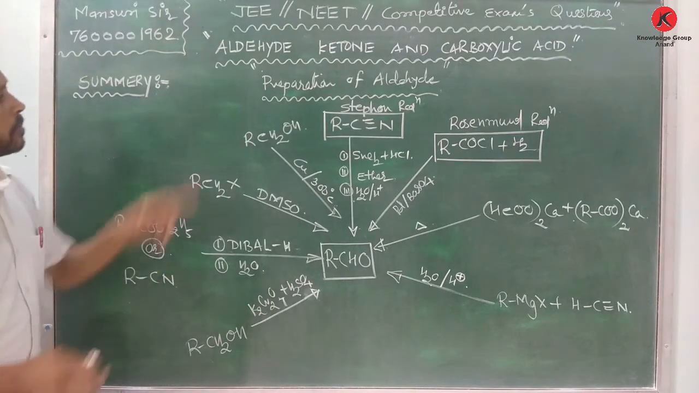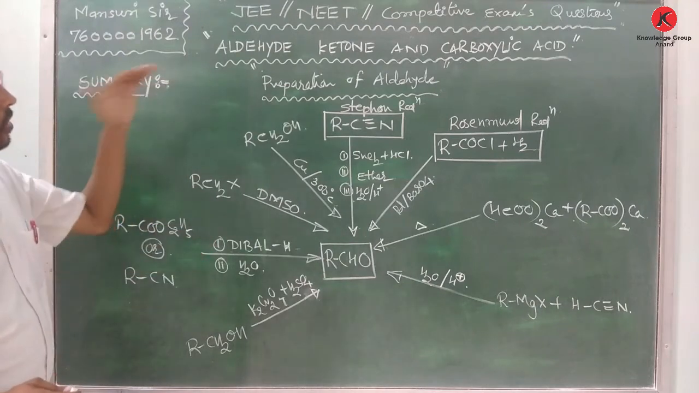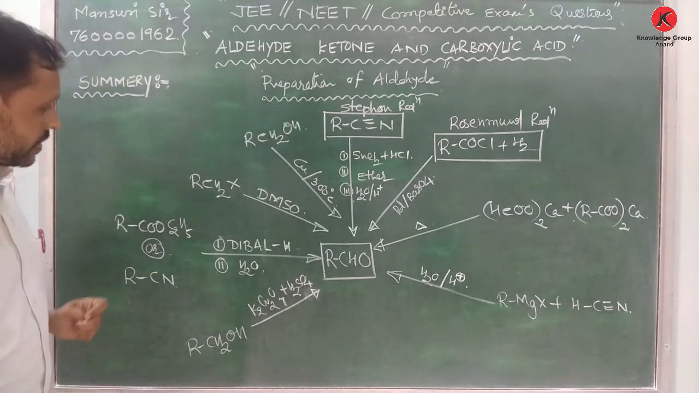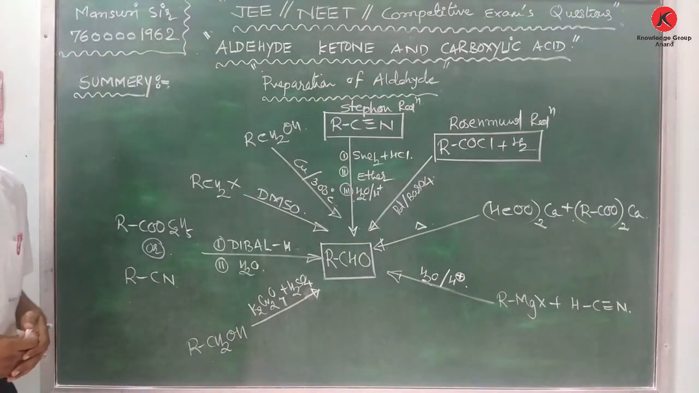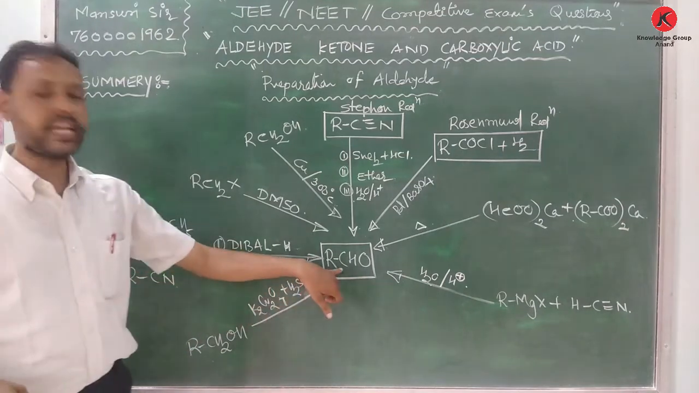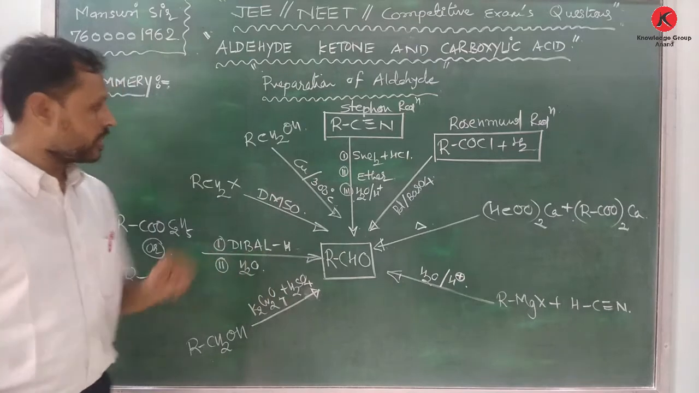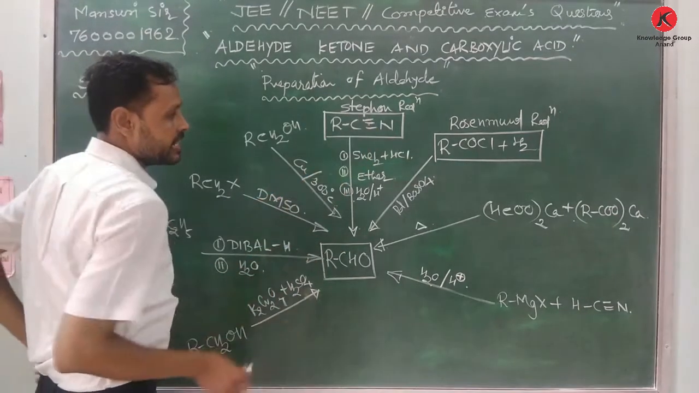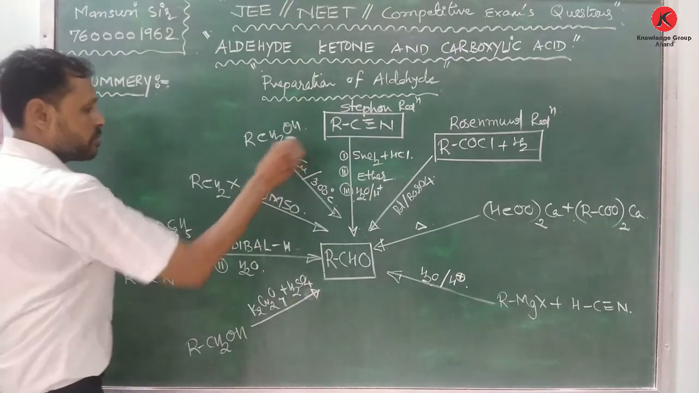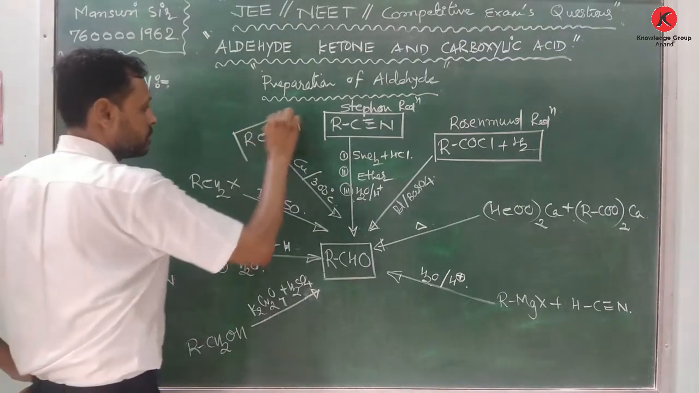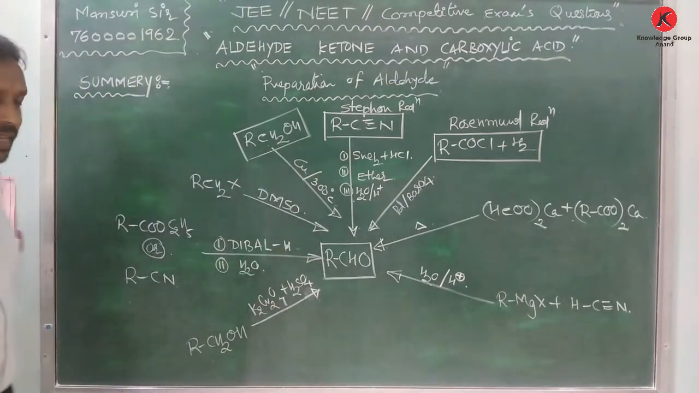We are taking the preparation of aldehyde in this flow chart. This is my flow chart of aldehyde. Now here we will see how many reactions can lead to reacting with other reactants and forming aldehyde. So here cyanide is converted to aldehyde. Thereafter primary alcohol, which is also converted to aldehyde.